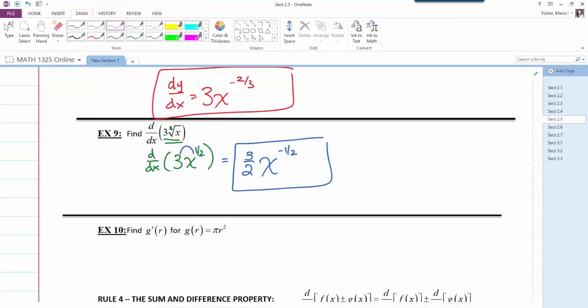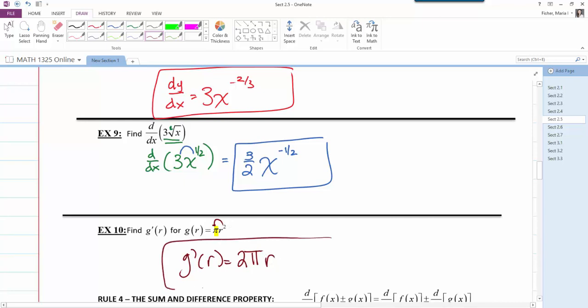Find g prime of r for g of r is equal to pi r squared. Remember, pi is a number. It's approximately 3.14, making it a constant multiple. Therefore, if I want to find g prime for g of r equals pi r squared, again, you take this and you multiply. G prime of r is going to equal, well, pi times 2 is 2 pi r raised to 1 less. 2 minus 1 is 1. So the derivative of pi r squared is 2 pi r.